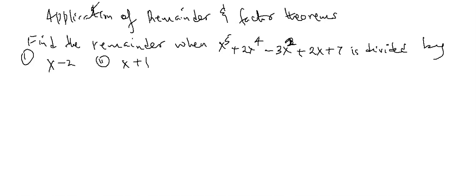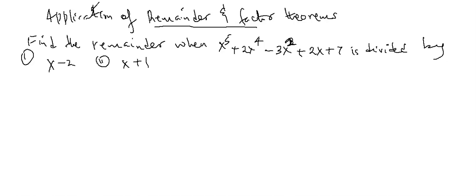In this video, we look at application of the remainder and the factor theorems. It's a continuation of the previous video on remainder and factor theorem. So we want to find the remainder when the given polynomial x raised to power 5 plus 2x raised to power 4 minus 3x squared plus 2x plus 7 is divided by one linear function x minus 2 and the other one x plus 1.